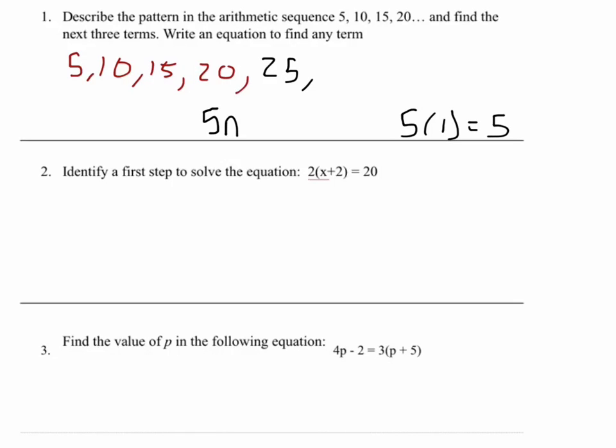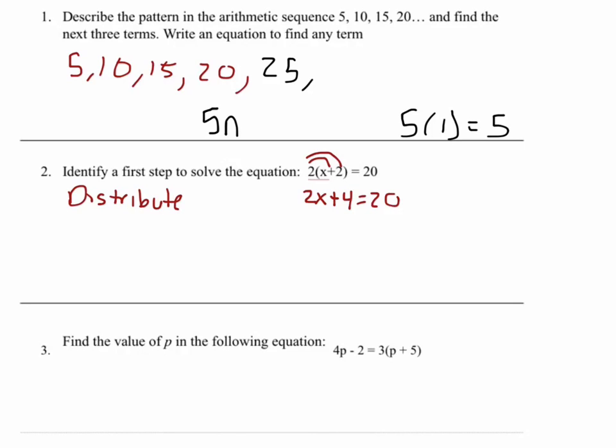Alright? What's my first step here? Well, this one's a little weird, but usually we say distribute. 2x plus 4 equals 20. So your first step would be to distribute. And then you'd solve. I'm going to hope that you know how to solve from there.